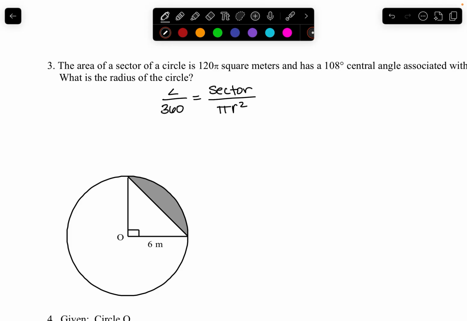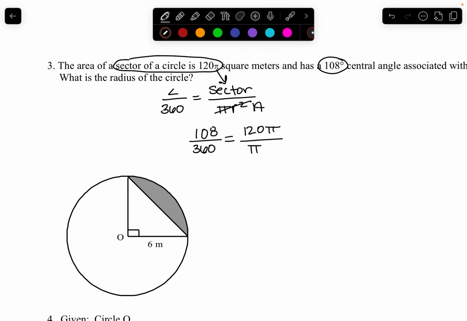When you see a problem like this, because we've also done one with arc length, it's really important to see what you were given. Were you given arc length, or were you given sector area? We were given sector area, okay? Area of a sector. So that's going to go on top. And then we have our 108 degree central angle. That's going to equal 120 pi over, and again, we don't want to do A for area. We actually want to put the whole thing because our area consists of more than one thing.